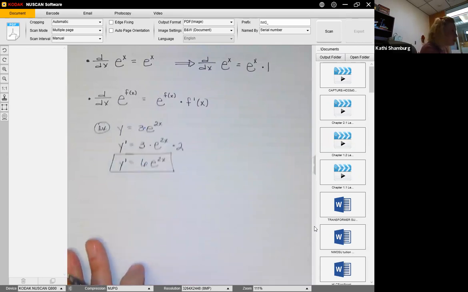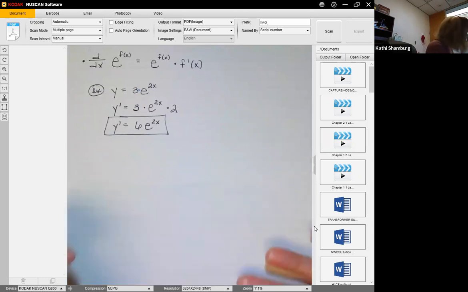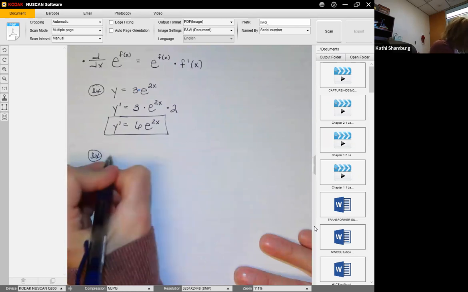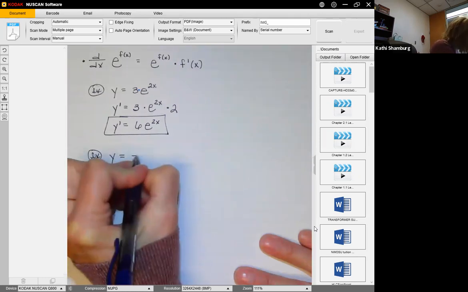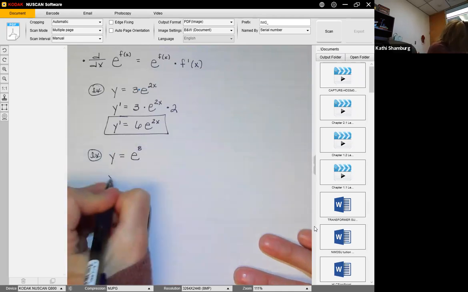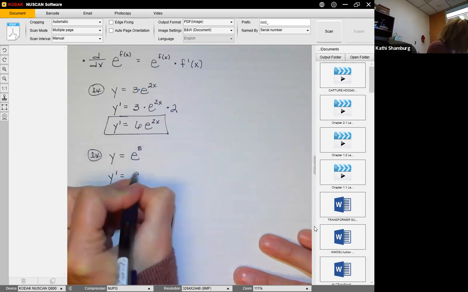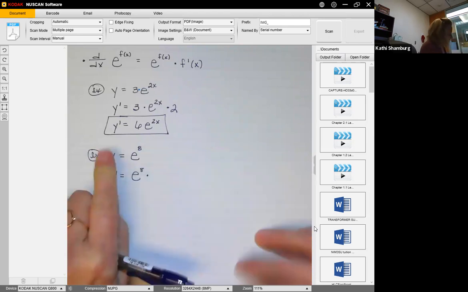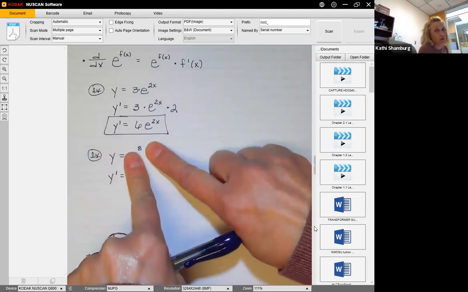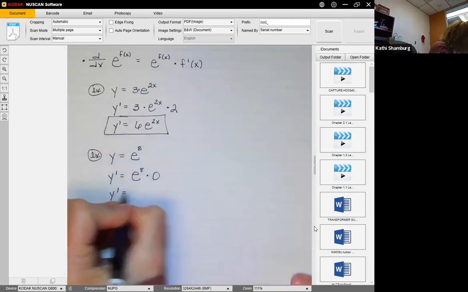One that kind of throws some people sometimes. So I just want to point out this one and where to be careful. So we have e to the 8. All right. So in taking its derivative, it tells me to just leave it alone times the derivative of the exponent. Well, what's the derivative of a constant? Hopefully you remember, it is 0, and 0 times anything is just 0.